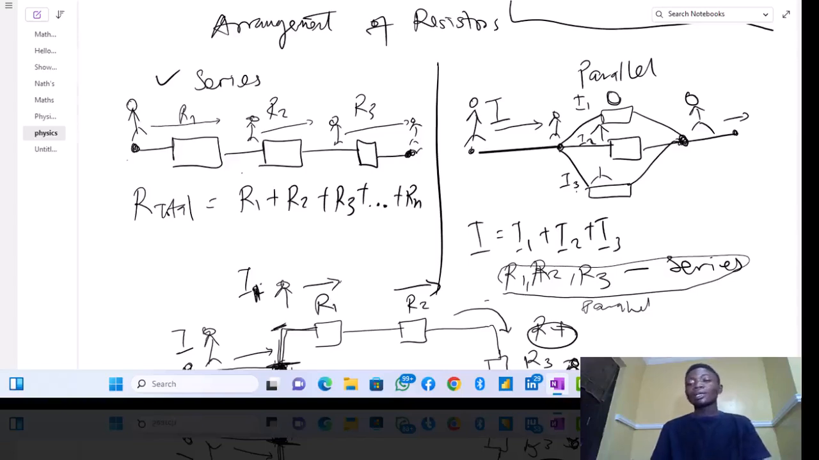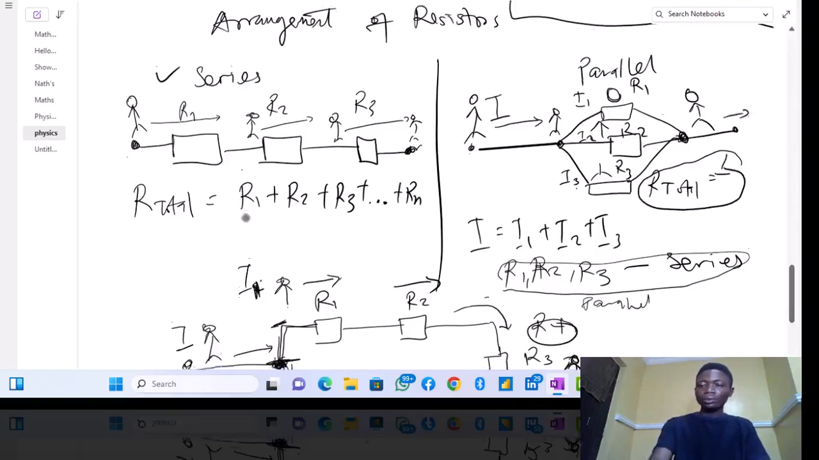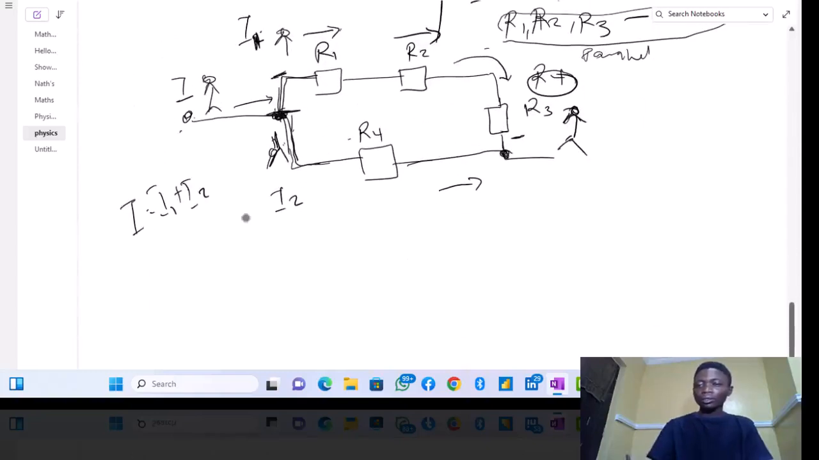Alright, so now in parallel, what we are told is that R total is, let's see this as R1, R2, R3, so R total is 1 over. This place is too small. I'll just create another space down here. Let me use this place to explain that. So we have that. Let me say 1 over R total so that it won't confuse you.